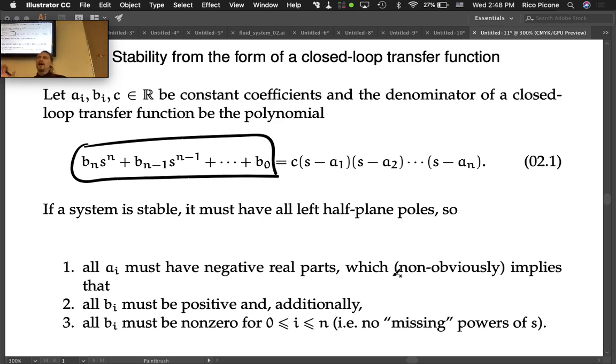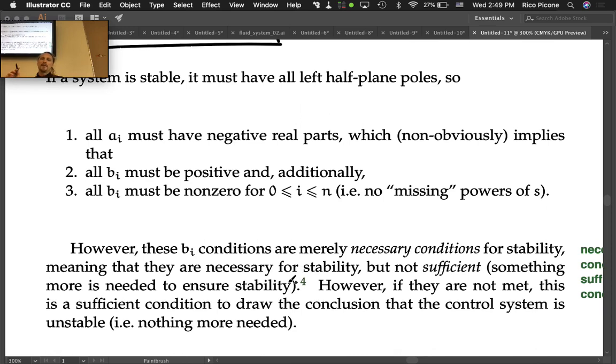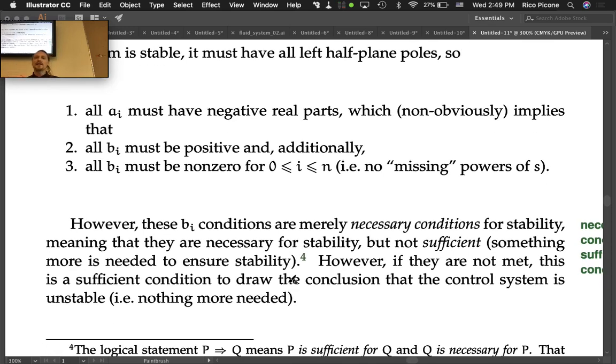But note, this only goes one way, okay? If the system is stable, these statements must be true. But if these statements are true, it can still be unstable. That's the gotcha we have to be careful of. The logic only goes one way. These conditions on B are merely necessary conditions for stability, meaning they are necessary for stability but not sufficient. Something more is needed to ensure stability.